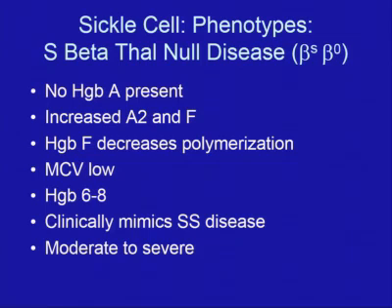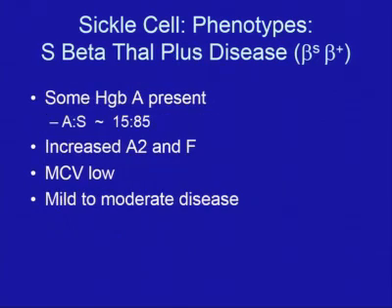When you've got S-beta null, it's very similar to SS because you're not making any normal A. The big difference you might see on the blood smear is the MCV is low. So you've got that beta thal, you're going to have a low MCV. But hemoglobins tend to be about the same. It looks in the clinics just like an SS disease patient with moderate to severe disease.